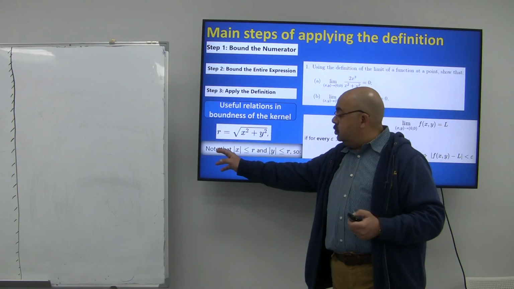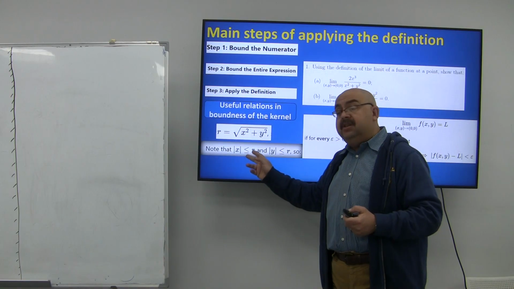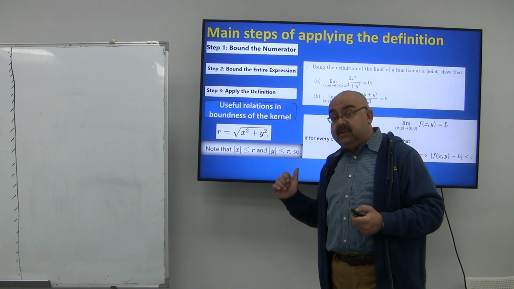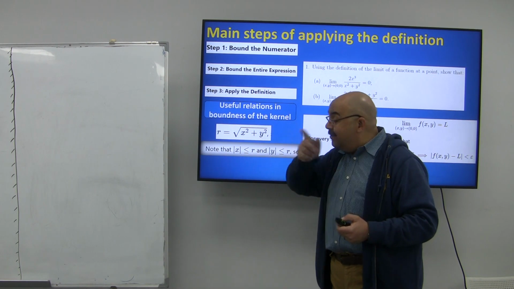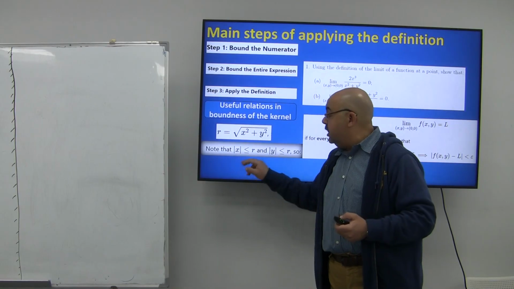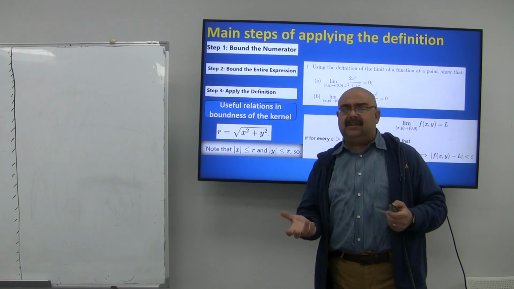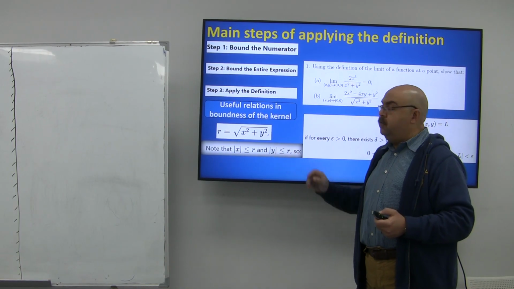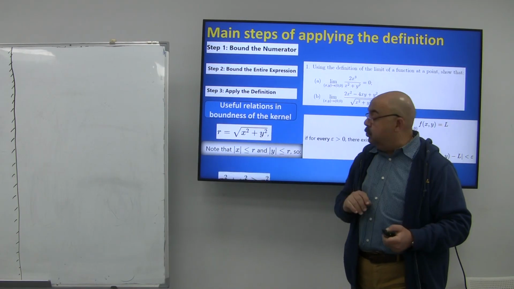Okay, note that also absolute x is less than or equal to r, and we already went through a long discussion about this in the previous lecture. So the absolute of x is less than or equal to r, and also the absolute of x is less than or equal to the root of x squared plus y squared, and that's the main discussion. Also, the absolute of y is less than or equal to r. So these two are really very important.